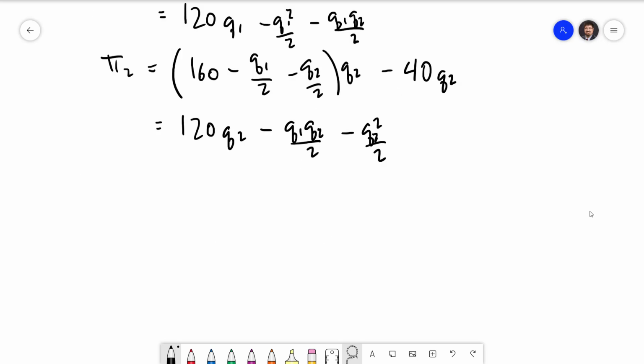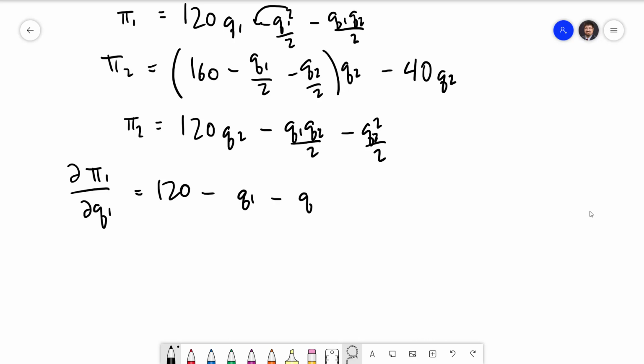Next, we are going to take the first order conditions. First, I will do firm 1's FOC, which is the partial derivative of pi1 with respect to Q1. That's going to be 120 minus Q1. Notice that when we take the 2 down here, it cancels out with the 1/2, minus Q2 over 2, and then set that equal to 0.